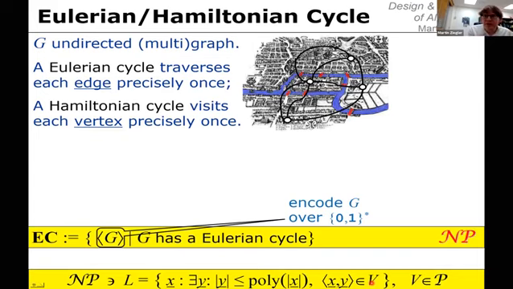So this is a perhaps subtle but important distinction between Eulerian cycle and Hamiltonian cycle. A Eulerian cycle must visit every edge precisely once, but it can visit some vertices twice or even 3 times if it wishes to, right? A Hamiltonian cycle, on the other hand, must visit every vertex precisely once, but it is allowed to miss some edges if it prefers to.